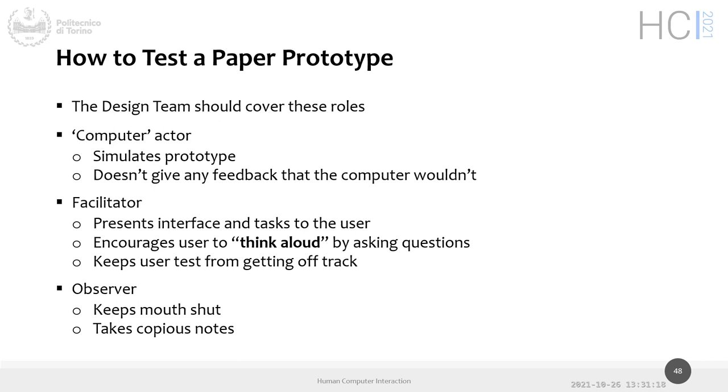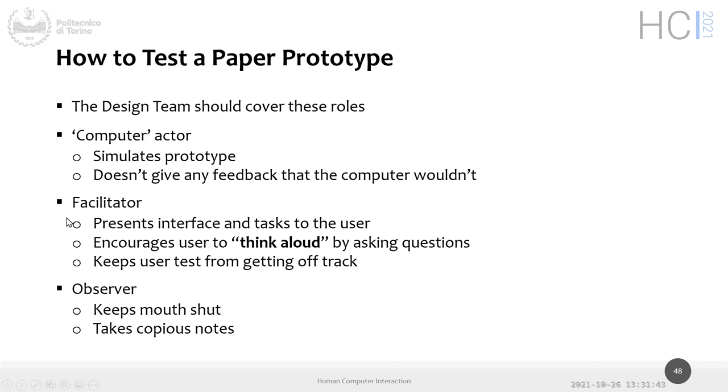So, for example, if there is an action which takes some time, it could say, okay, now it will be slow, just to explain what the computer is doing at the moment. So it can, in some cases, give with words some information that maybe you didn't prepare with the prototype. So this gives life to the paper.